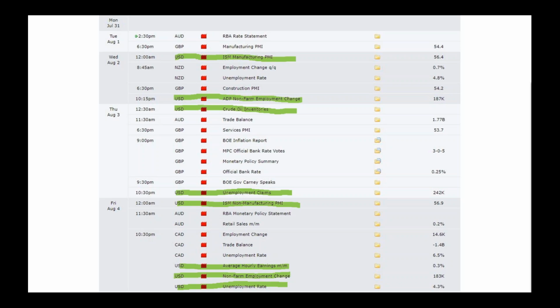Now, considering the very large amount of data that has recently come out of the US, and the fact that it has not been very positive, non-farm payroll this month plays a significant role.